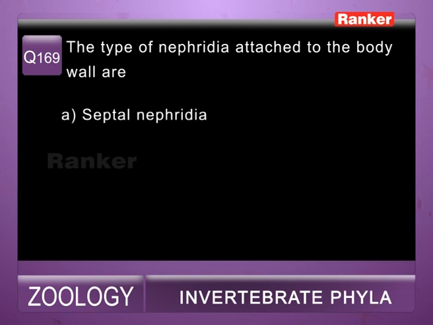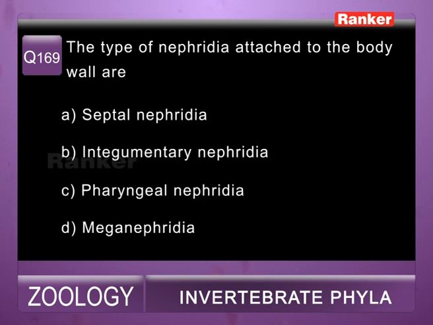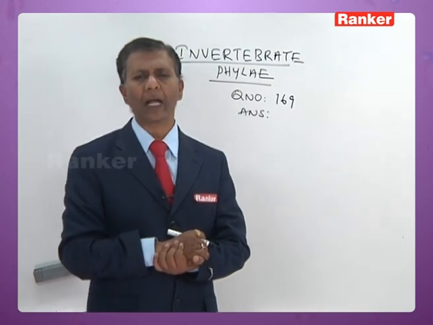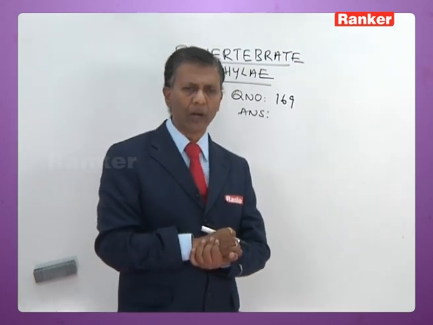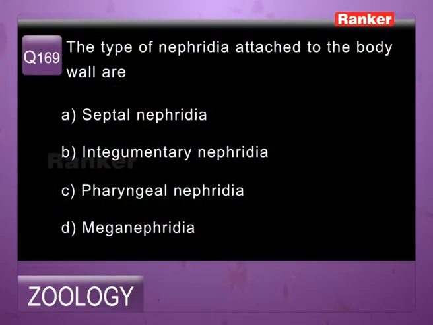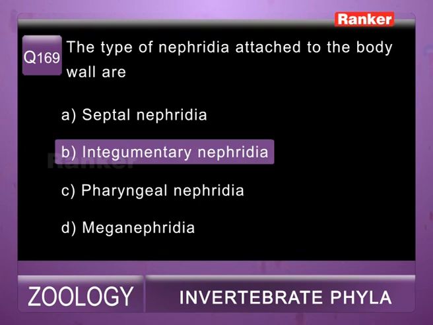Now 169 question, the type of nephridia attached to the body wall are A septal nephridia, B integumentary nephridia, C pharyngeal nephridia, D meganephridia. The nephridia that attach to the skin internally are integumentary nephridia. They are also called micronephridia. They are closed and exonephric. So 169 question, correct answer is B.